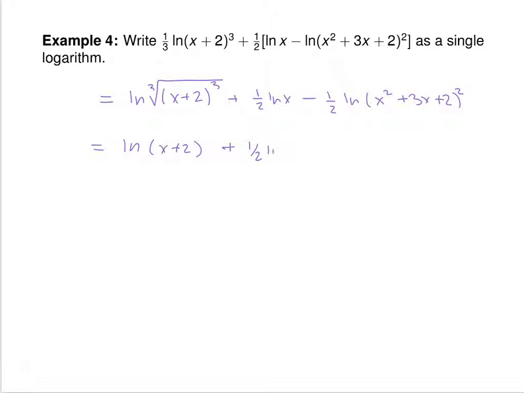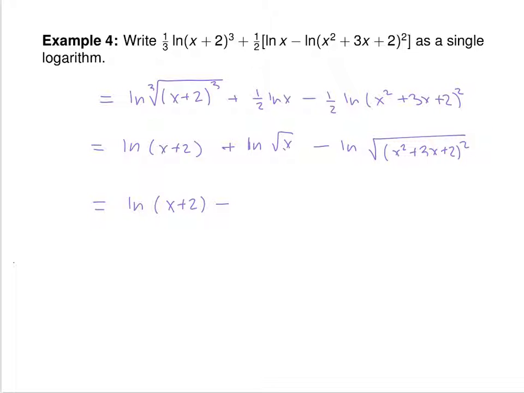Plus 1/2 ln x. Oh, and I'm sorry, I'm going to write that as ln of square root x, if that's okay. And this becomes minus ln of root x squared plus 3x plus 2 squared. And much like the cube root and the cubed cancel, what happens to the squared and the square root? They also cancel. If we had to go back the other way, we'd end up different, wouldn't we?